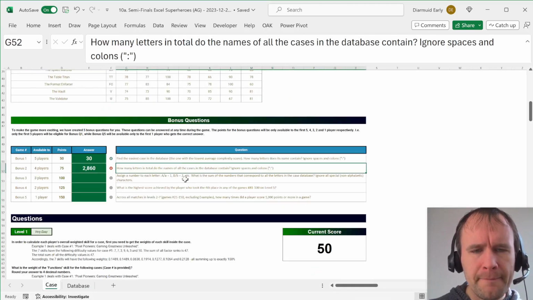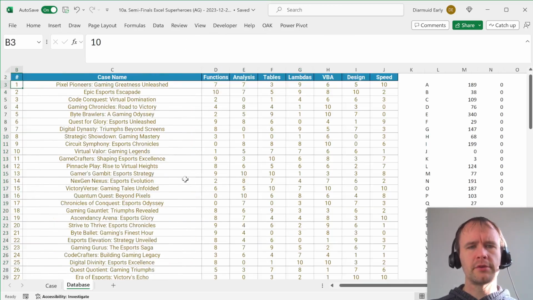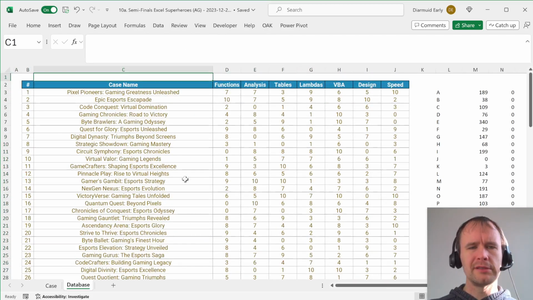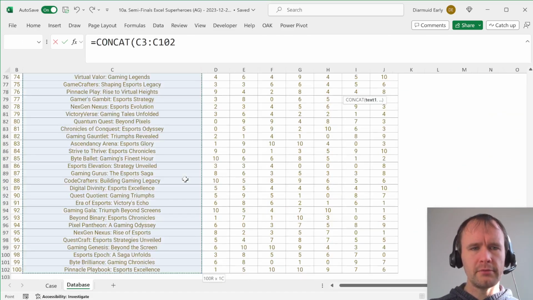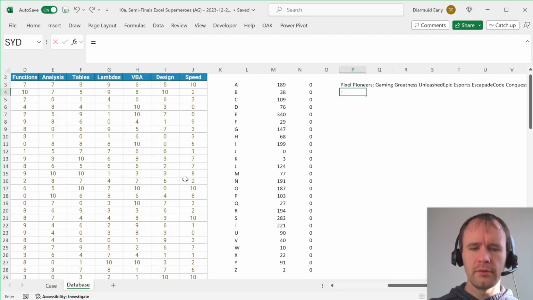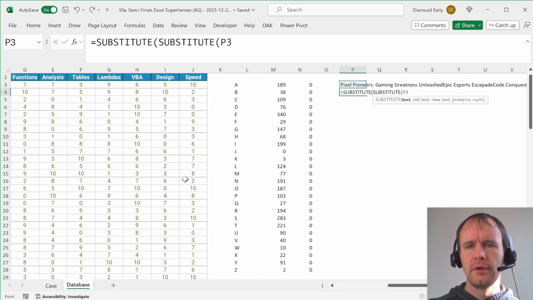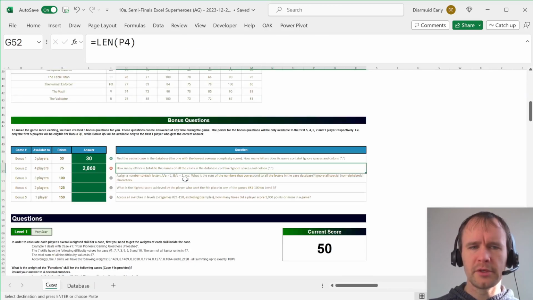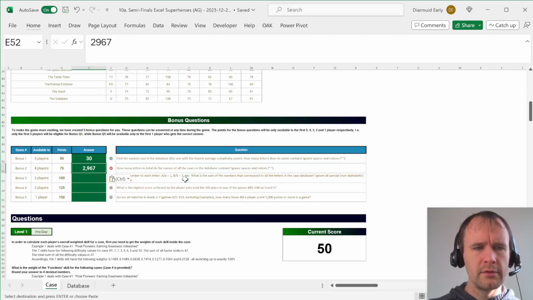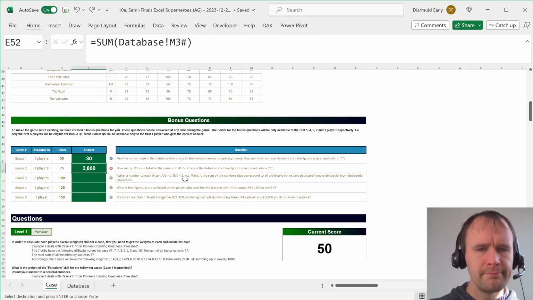Unless the answer took the ignore spaces and colons literally. So let's just try that. So we'll say concat of all of these. And then we'll say substitute. So take space out and take semicolon out, and take the length of that. So that would include the other special characters. That is also not the right answer.